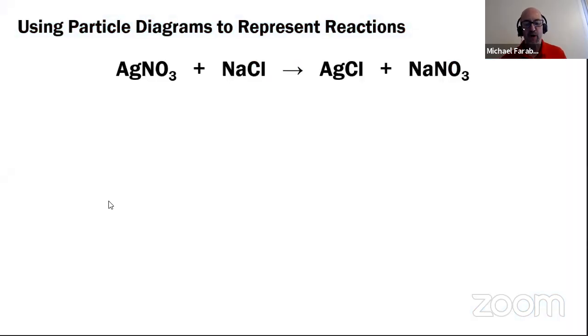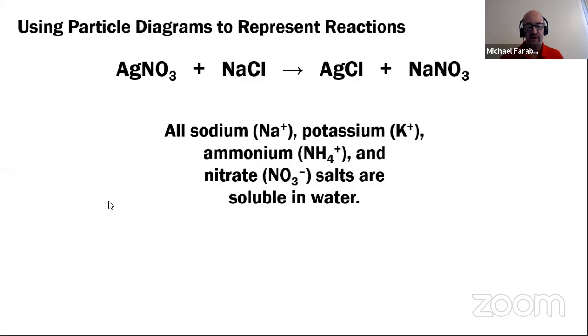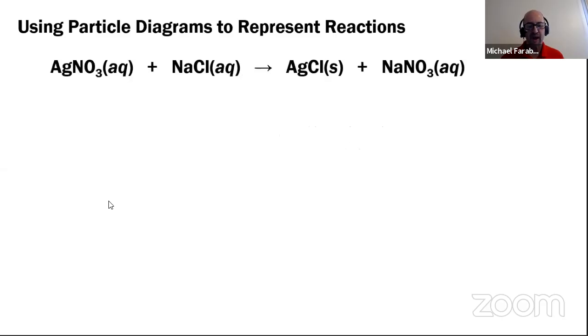All right, in terms of particle diagrams to represent reactions, here we have silver nitrate, which is a soluble compound, reacting with sodium chloride, also soluble, to produce silver chloride and sodium nitrate. Since sodium and nitrate are always soluble, we have a precipitate of silver chloride in this case, and I'm going to show you that with the phases of matter. So everything is aqueous except for solid silver chloride.